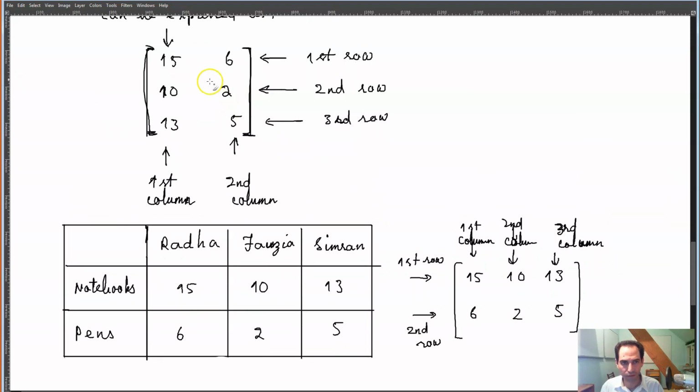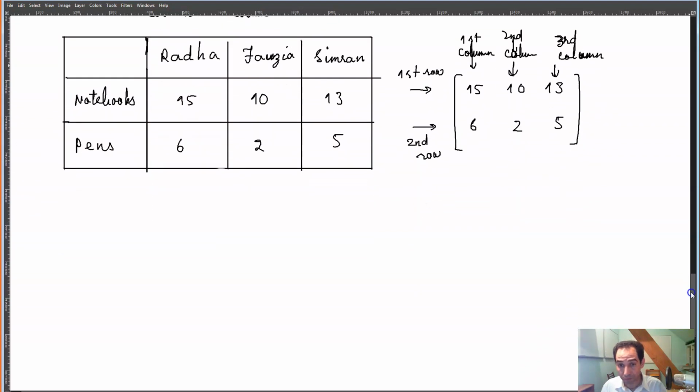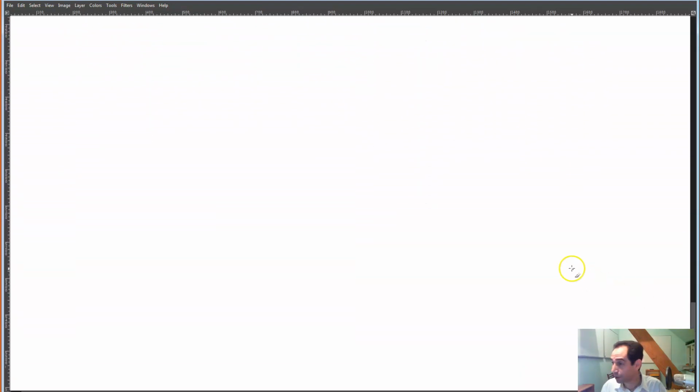You can see that over here you will get 3 rows and 2 columns. Over here you will get 2 rows and 3 columns, which means that the number of rows and the number of columns, as you can see, have been switched, really, or swapped. So that's basically one thing.